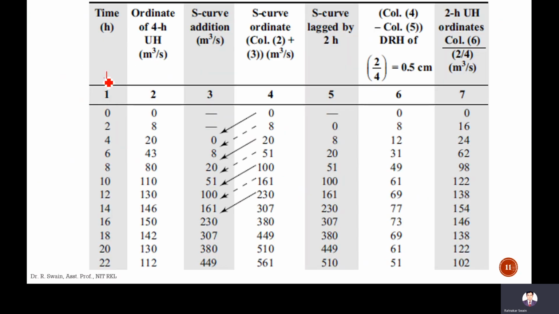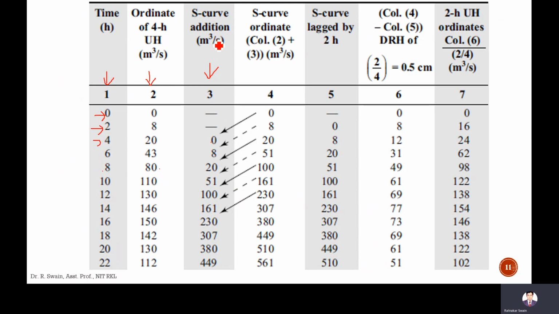So here the time and ordinates. We have to write the ordinates at a 2-hour gap: 2, 4, 6, 8, 10, 12, 14, 16, 18, 20, 22, like this. Then we take the S curve addition. S curve means it is the cumulative value. For the 4-hour duration S curve method, the 4-hour S curve will be 0. Then 4 to 8, it is 20, here it is 80.